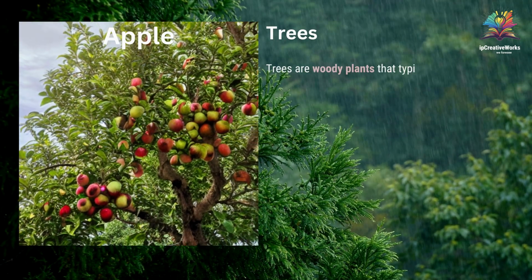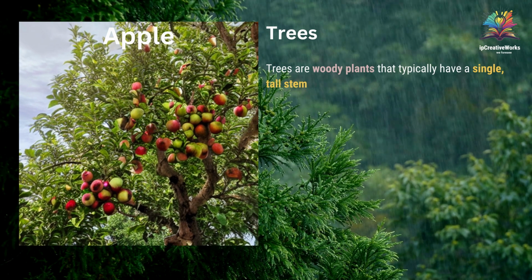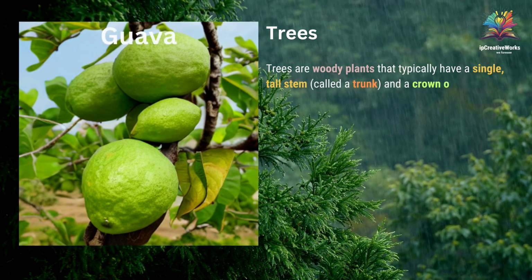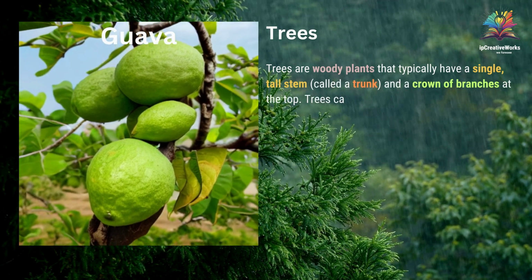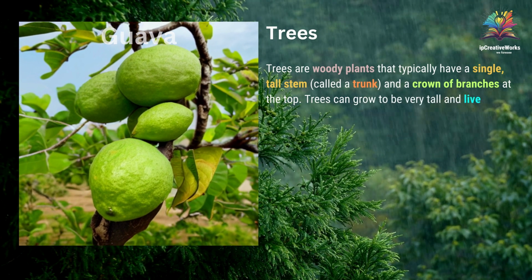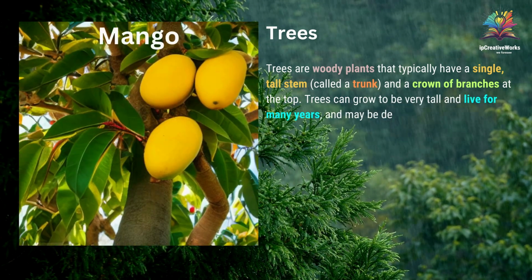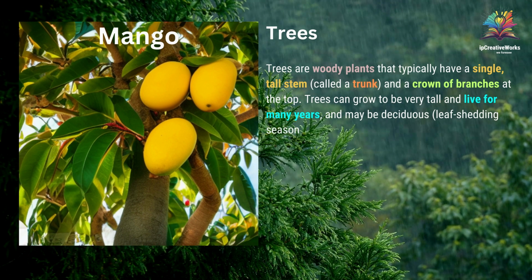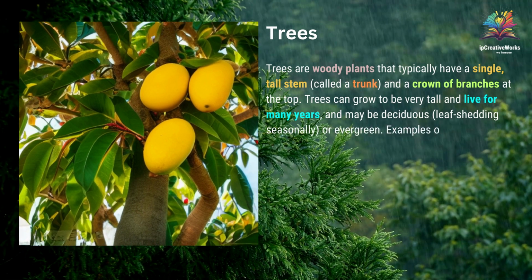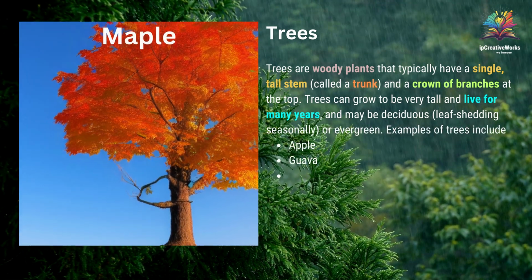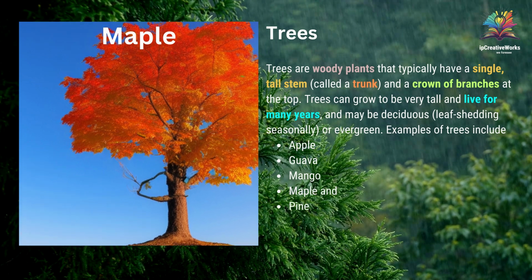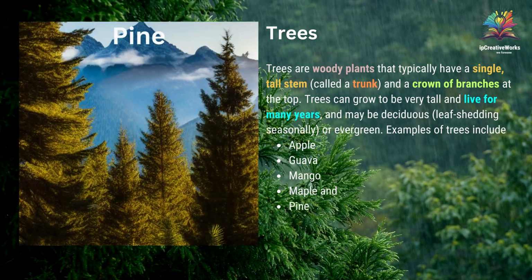Trees are woody plants that typically have a single, tall stem, called a trunk, and a crown of branches at the top. Trees can grow to be very tall and live for many years, and may be deciduous, shedding leaves seasonally, or evergreen. Examples of trees include apple, guava, mango, maple, and pine.